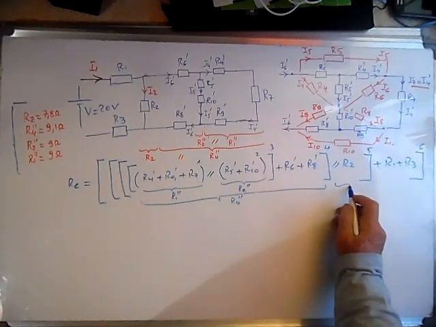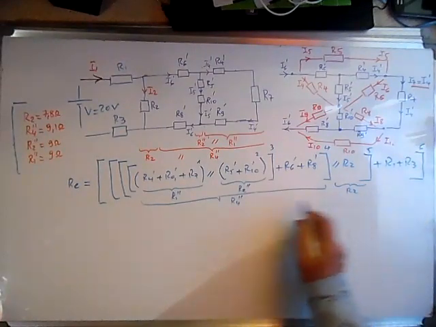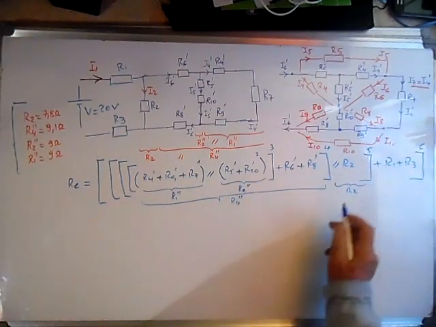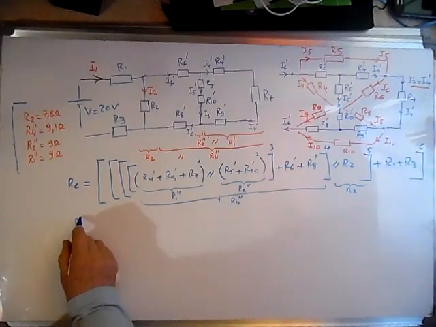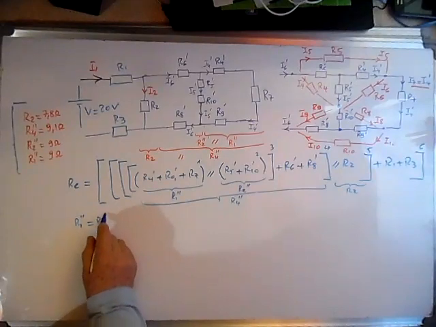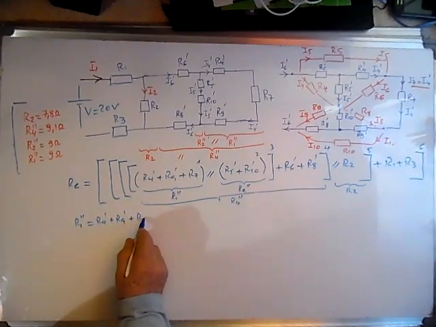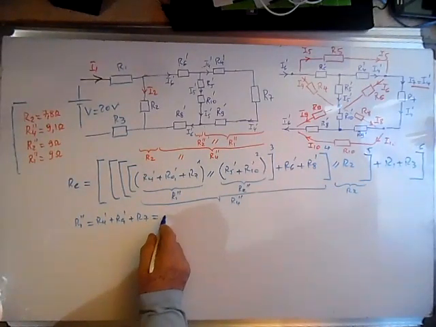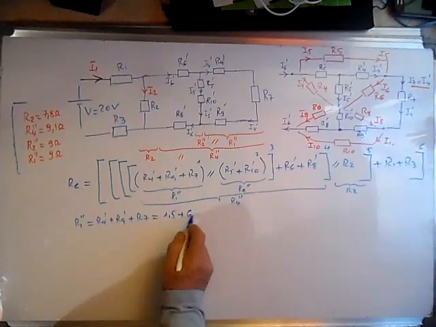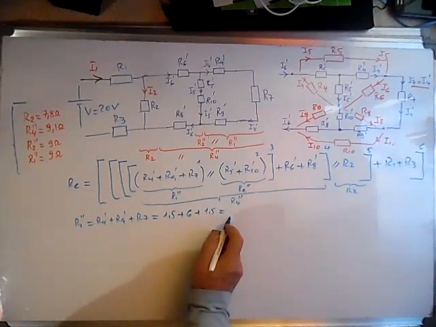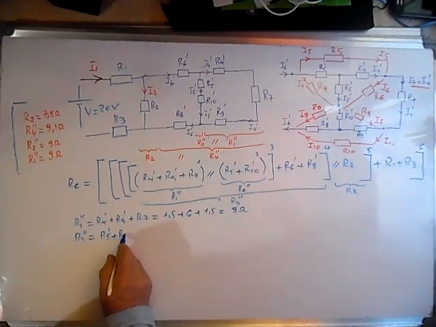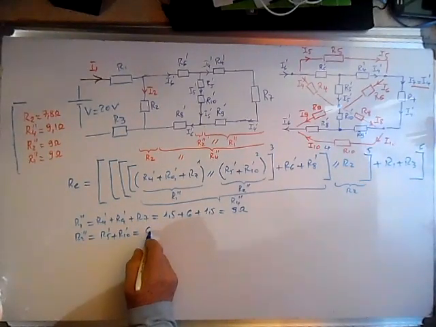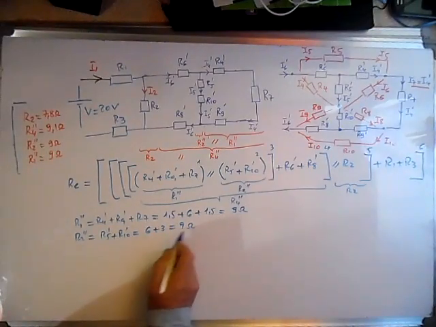This we'll call R2, or this together will be R5 2 prime, and this is R6, which is the equivalent resistance. Let's calculate the first, R1 2 prime. This is R4 prime plus R9 prime plus R7, and this is 1.5 plus 6 plus 1.5, and this is equal to 9 ohms. R2 2 prime is R5 prime plus R10 prime, and this is equal to 6 plus 3, this is 9 ohms.